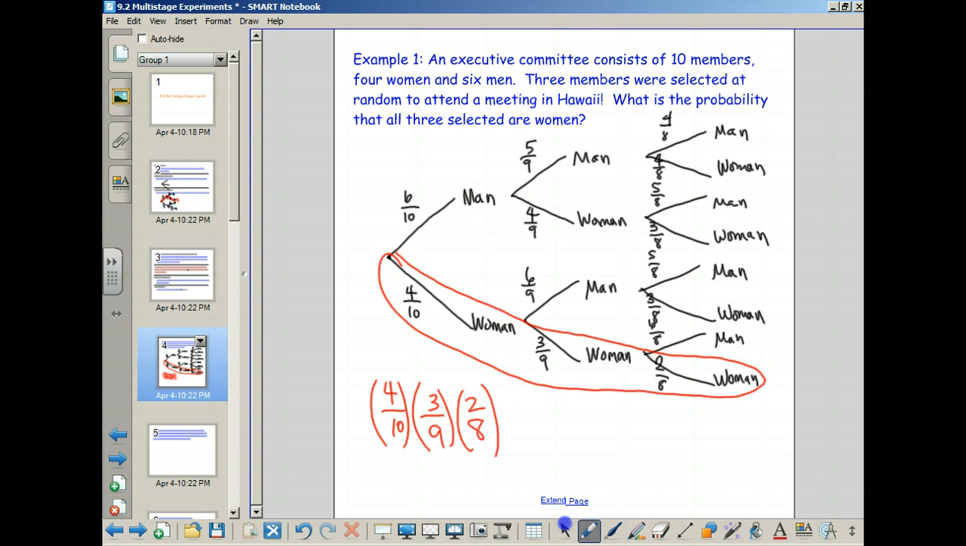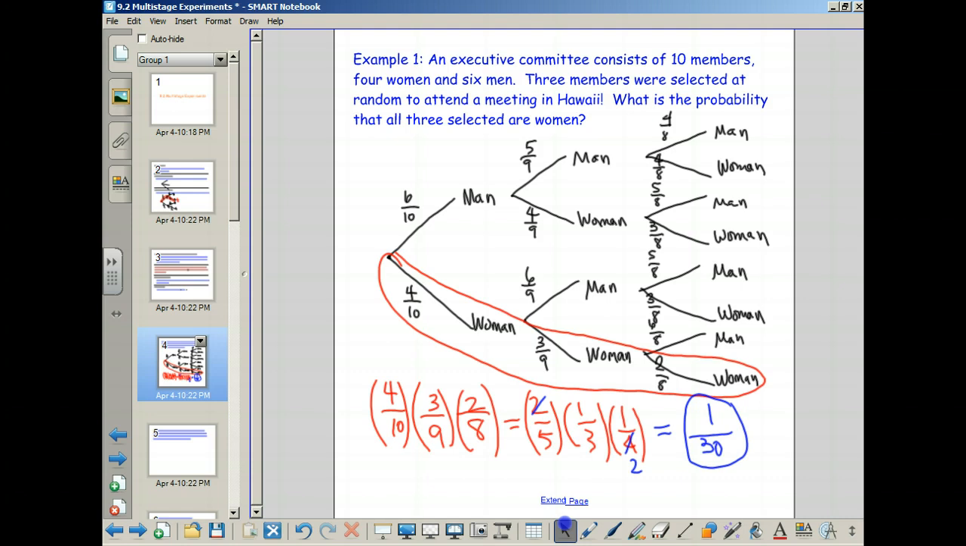You can reduce them and multiply. You can multiply them and reduce. It doesn't really matter. You're going to get the same value either way. I guess I probably would be tempted to reduce them before I multiply. 4 out of 10 is 2 out of 5. 3 out of 9 is 1/3. And 2 out of 8 is 1/4. And then I happen to notice that this 2 and this 4 can reduce to a 2. So I end up with all 1s on top. 5 times 3 times 2 is 30. So there is a 1 out of 30 chance that 3 of the women get to go.